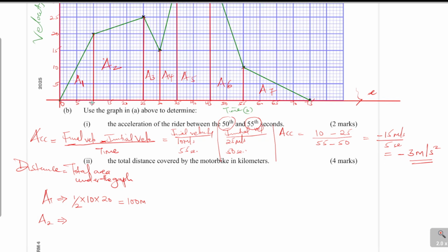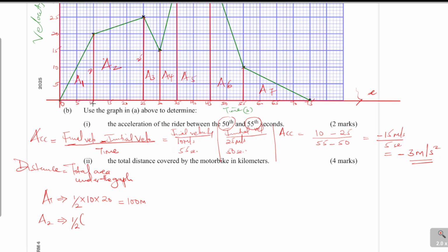Then we go to area 2. Area 2 starts from 10 seconds to 25. It is the area of a trapezium. How do we get the area of the trapezium? It is half times the sum of the two parallel sides. The two parallel sides are these heights. This one will be 20, and then this one will be 25.